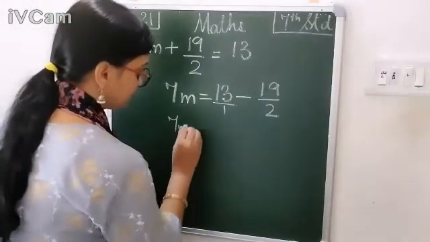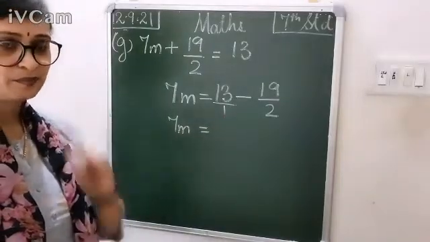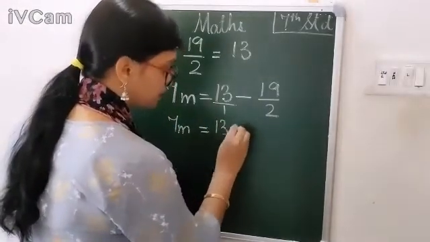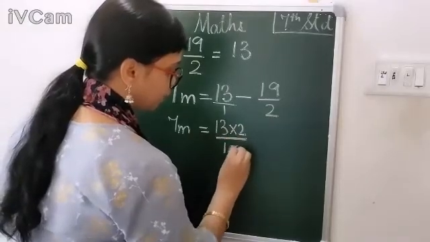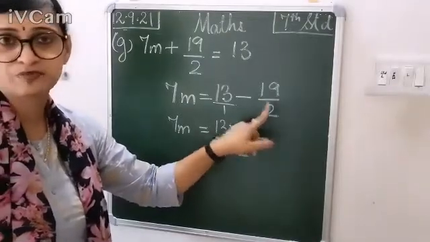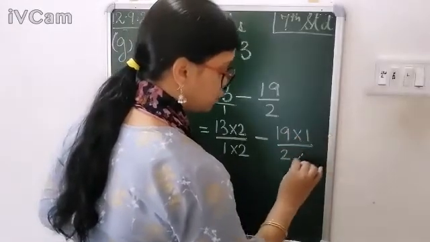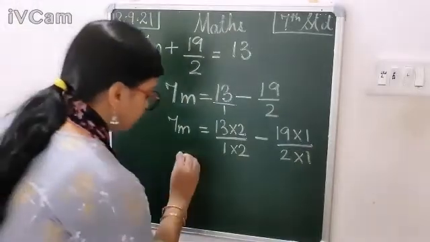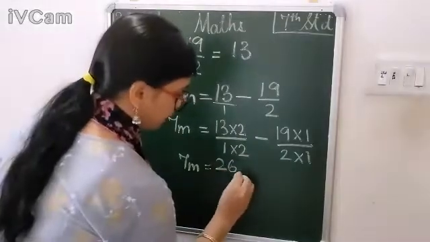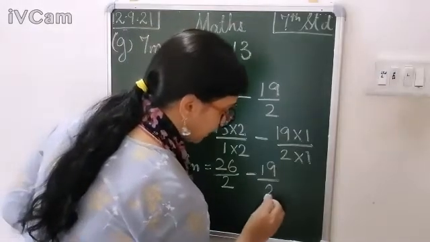Which means you're going to write 7m is equal to 1 into what will give you 2? It is the number 2. So numerator and denominator, both you have to multiply with the same number, which means 13 into 2 divided by 1 into 2 minus, now you already have the denominator 2, which means you're just going to multiply by 1. So it would be 19 into 1 divided by 2 into 1. So here 7m is equal to 13 2s are 26 divided by 2 minus 19 ones are 19 divided by 2.